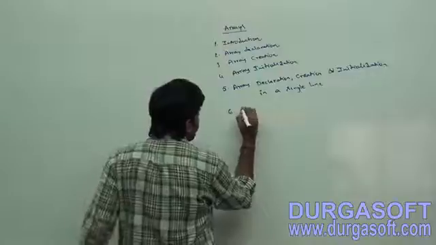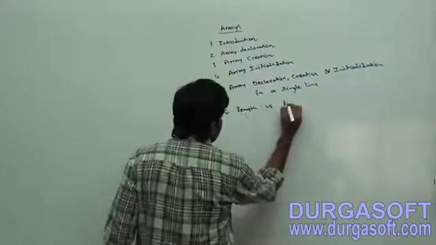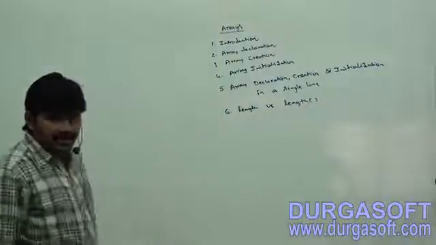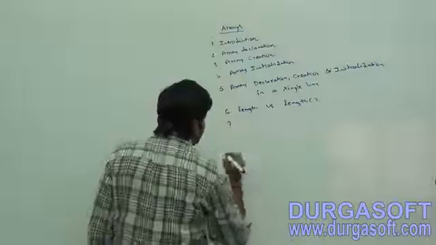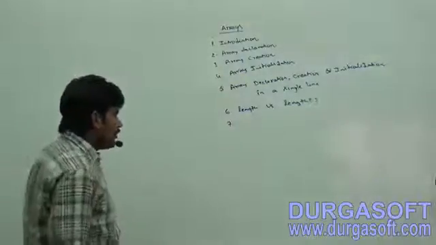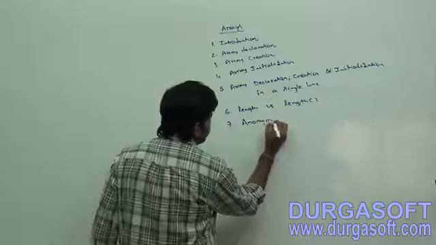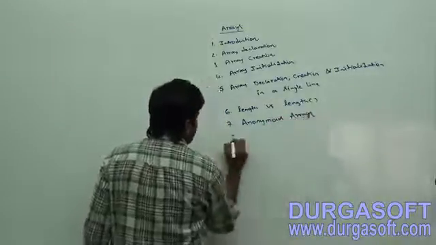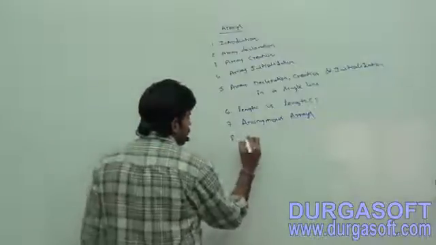Next, length versus length. Sir, in Java the length variable is there, the length method is there. So what is the difference between length and length? Next, the seventh one, anonymous arrays.